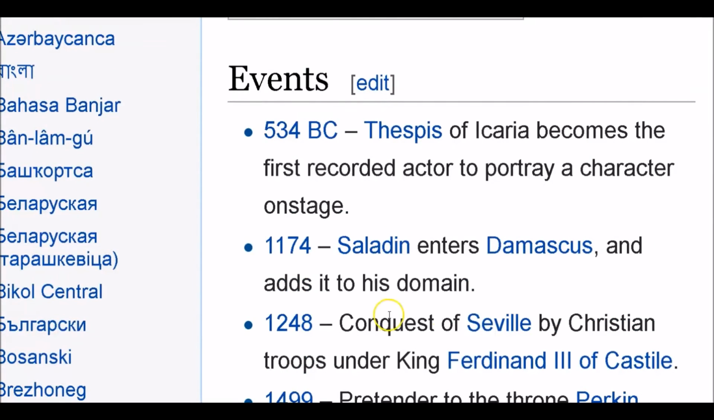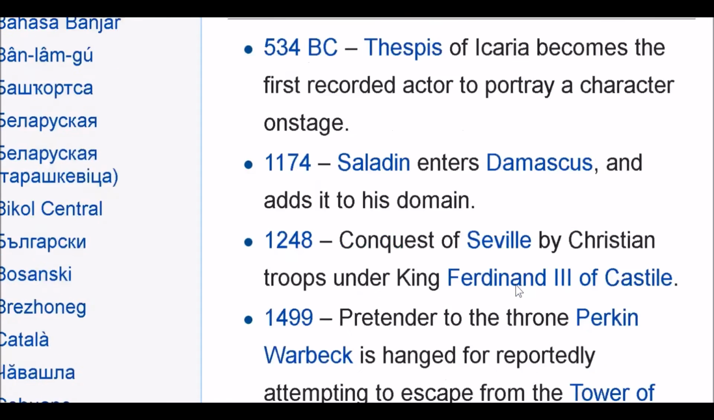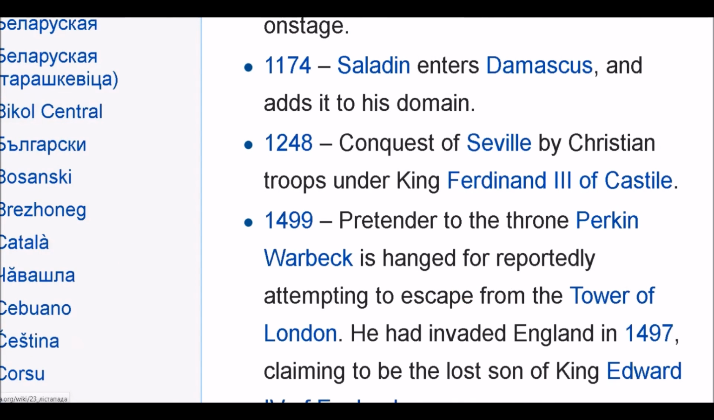Let's just see what we see. Damascus, I found a bird there recently. Probably a phoenix. I'll pause this and take a look.